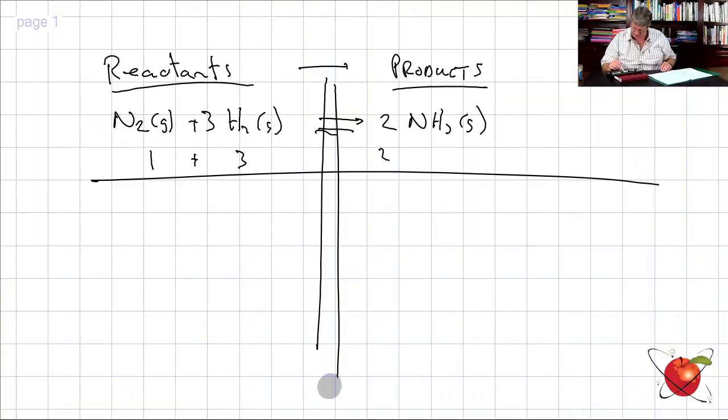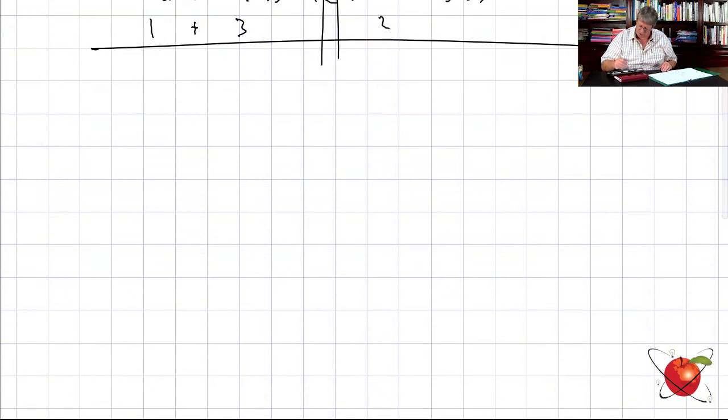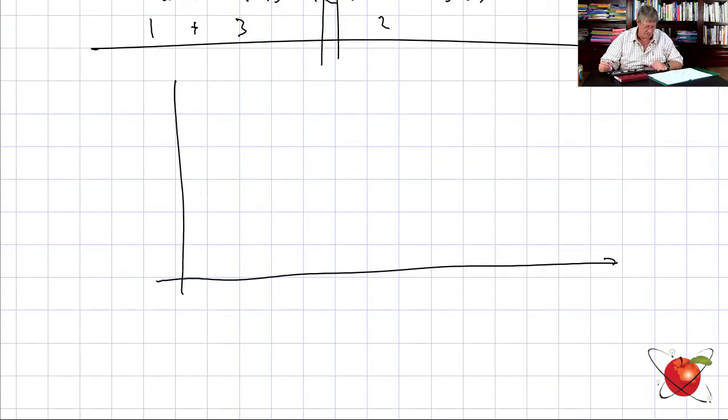We have to take them to another place, all right? I'll pick up with those guys again just now. We have to take them to another place, and that place is called the activated complex. Okay, remember that from the previous studies that we did, the previous work. So let's just draw a graph here, all right? And I know we've been through this before, but bear with me.